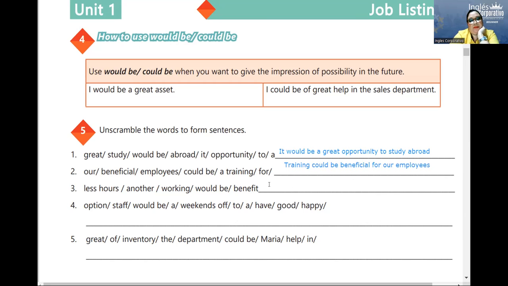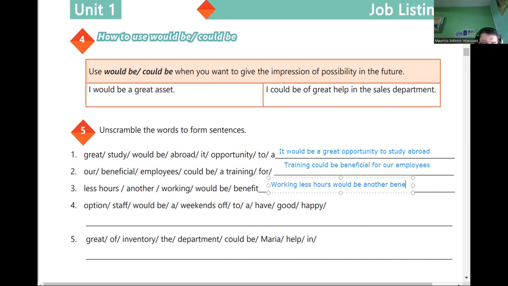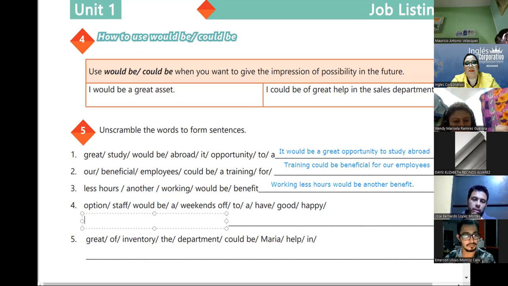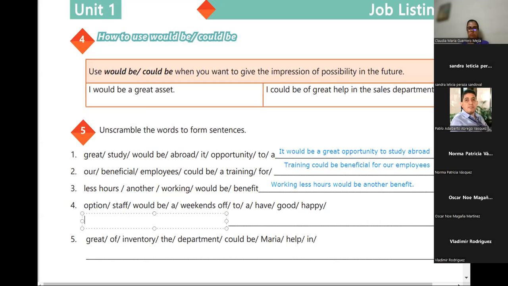Okay, what about number three? Working less would be another benefit. Okay, and what about number four? Claudia Maria, number four.